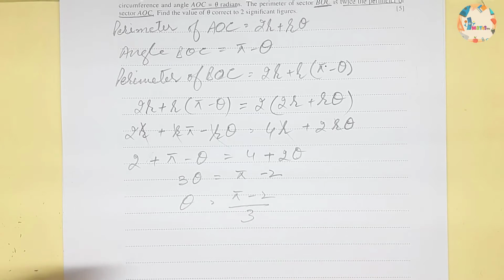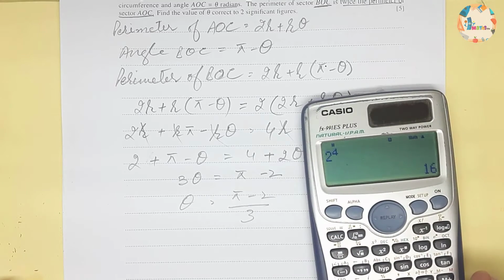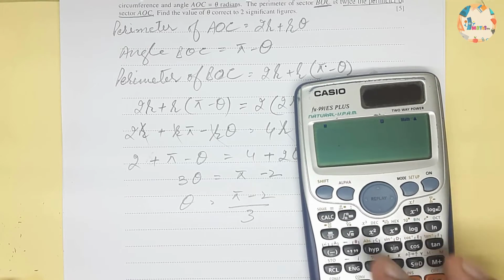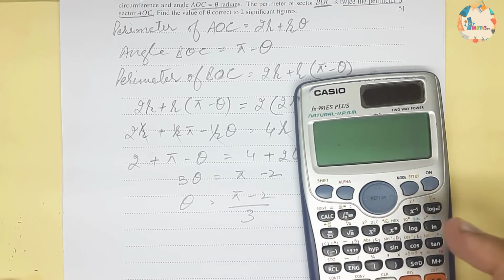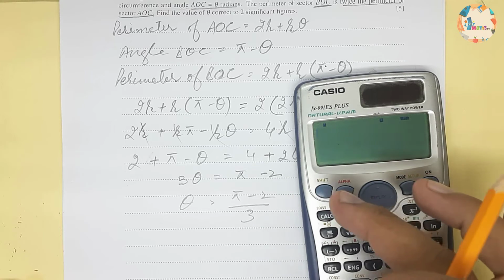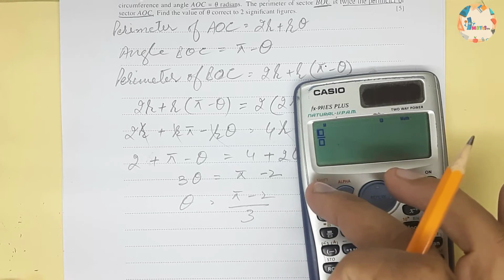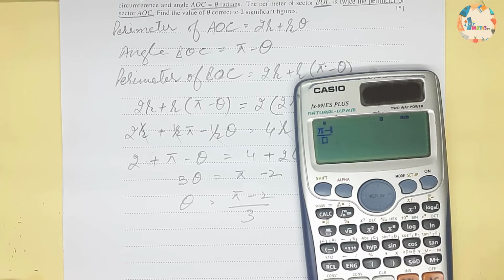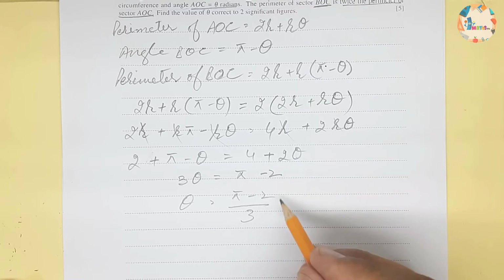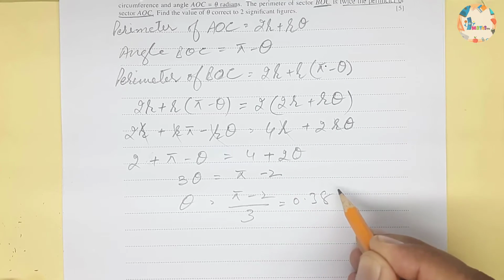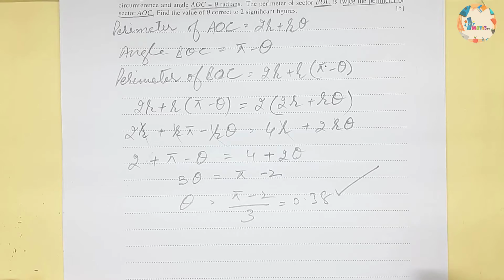And pi minus 2 over 3 we can calculate with the calculator. So pi minus 2 divided by 3 will give us 0.38. So 0.38, this will be our answer.